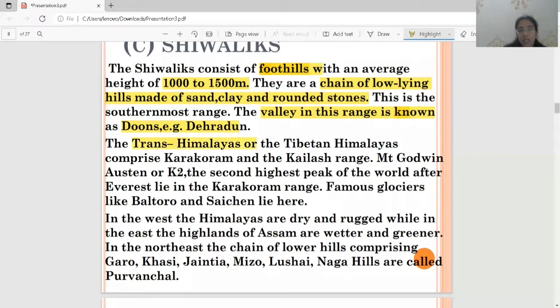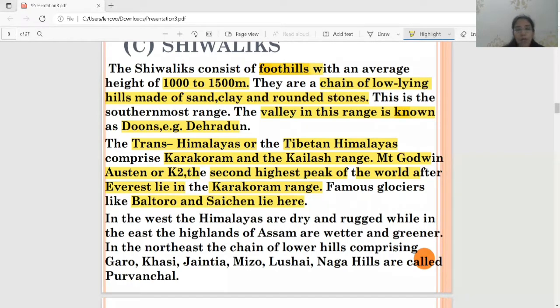The Trans Himalayas or the Tibetan Himalayas consist of the Karakoram and Kailash range. Mount Godwin Austen, that is also known as K2, is the second highest peak of the world after Mount Everest. This lies in your Karakoram range. Famous glaciers, Baltoro and Siachen glaciers, also lie in this range.